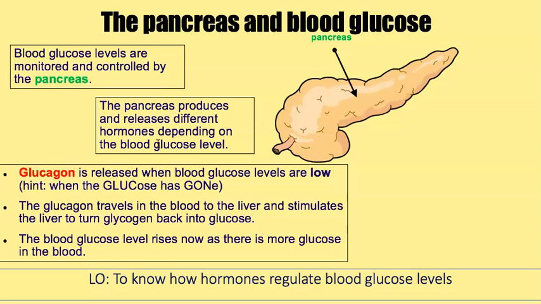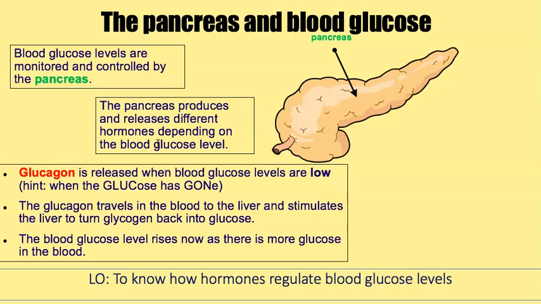Okay, now glucagon is another hormone, and that hormone again will travel to the liver, but this time, instead of glucose being taken out of the blood, the glycogen that is stored there is turned back into glucose, and then that glucose is released into the blood.